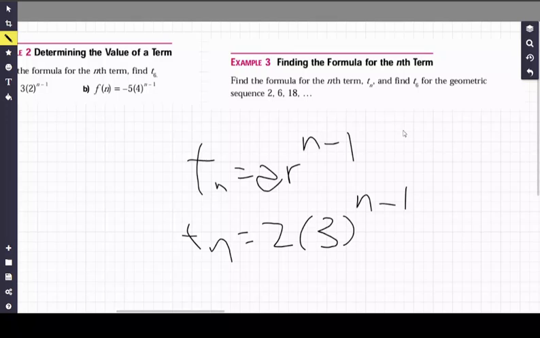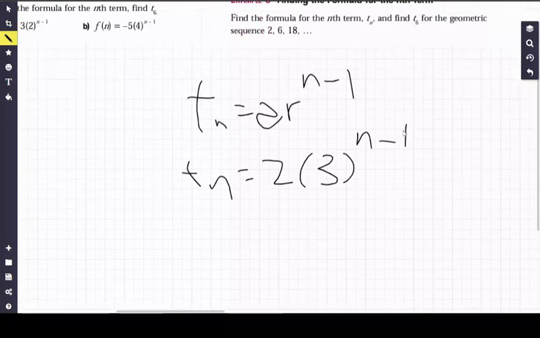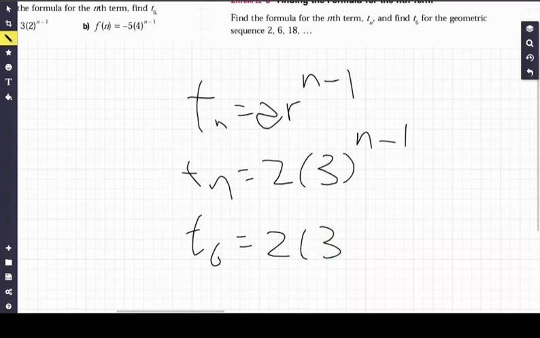So let's go ahead and plug in 6 into this to find, well, the sixth term, obviously. So T6 is equal to 2, 3 to the 5. Now, 3 to the 5th power is a huge number. Let me just think. 243, I believe. Yeah, 243. So 243, and then we're going to multiply that by 2, so that's just 486.